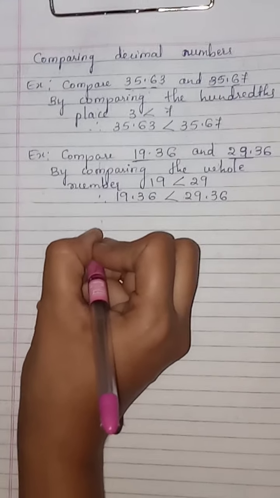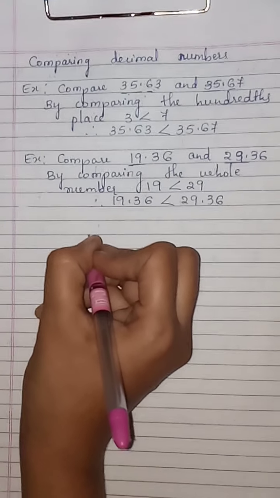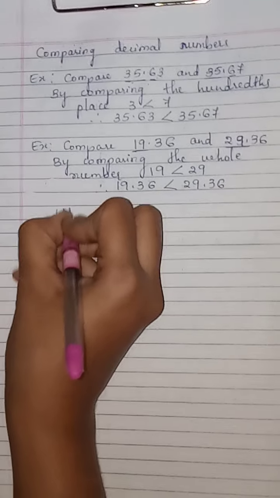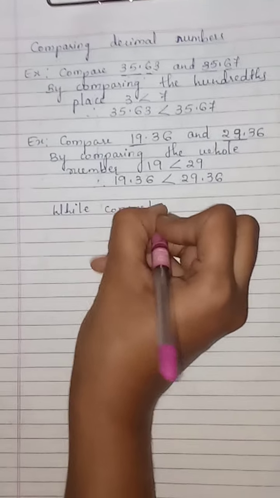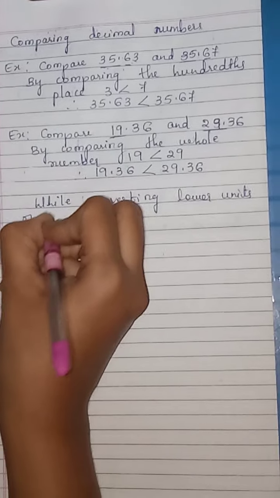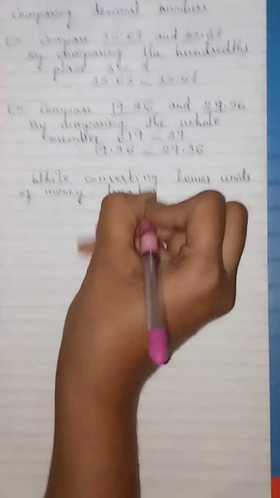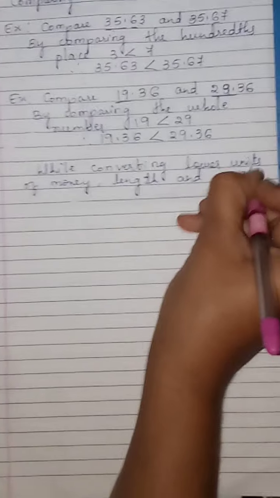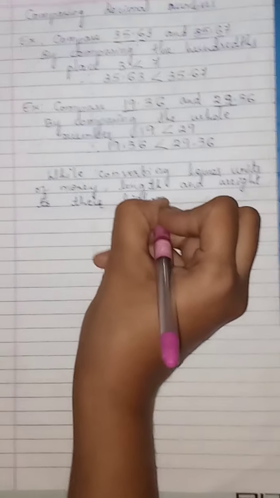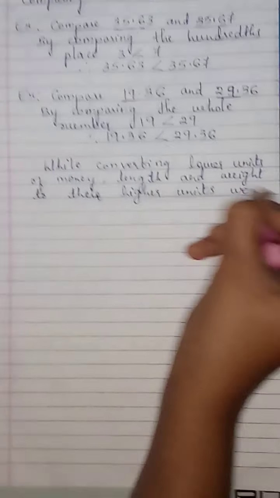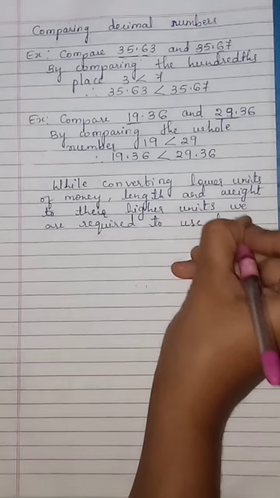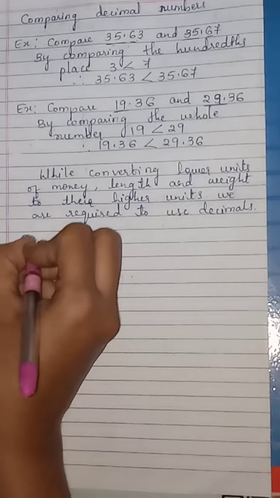See children, while converting lower units of money, length and weight to their higher units, we are required to use decimals. See, for example, 3 paise.